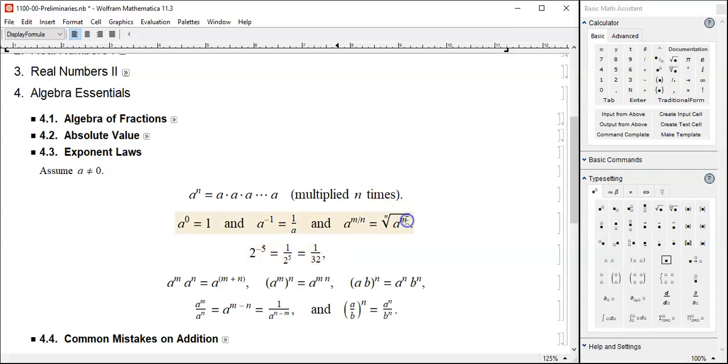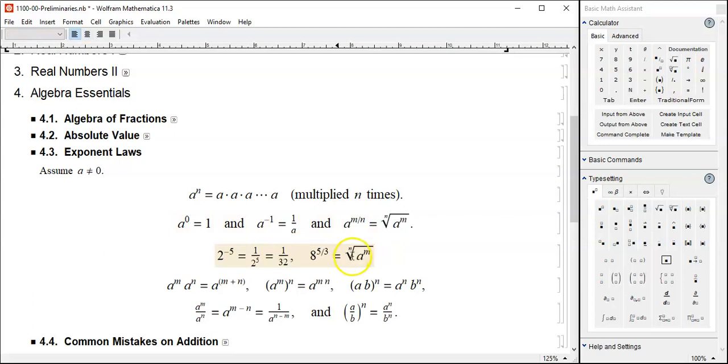How about the next? Fractional power is actually a radical. How about this? 8 to the 5/3 power, excuse me. Yep, okay. What is it? It's this one. So 8 to the 5th power, but third radical.